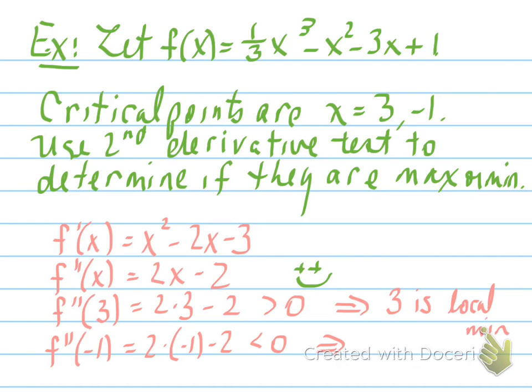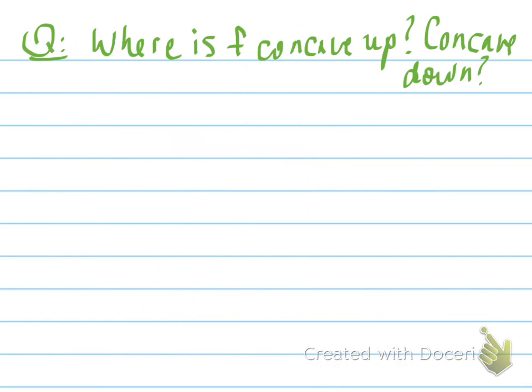And if I evaluate f double prime at negative 1, I get 2 times negative 1 minus 2, which is less than 0. So the second derivative test tells me my function is concave down, which means negative 1 is a local maximum. So using the second derivative test is really easy when it works.